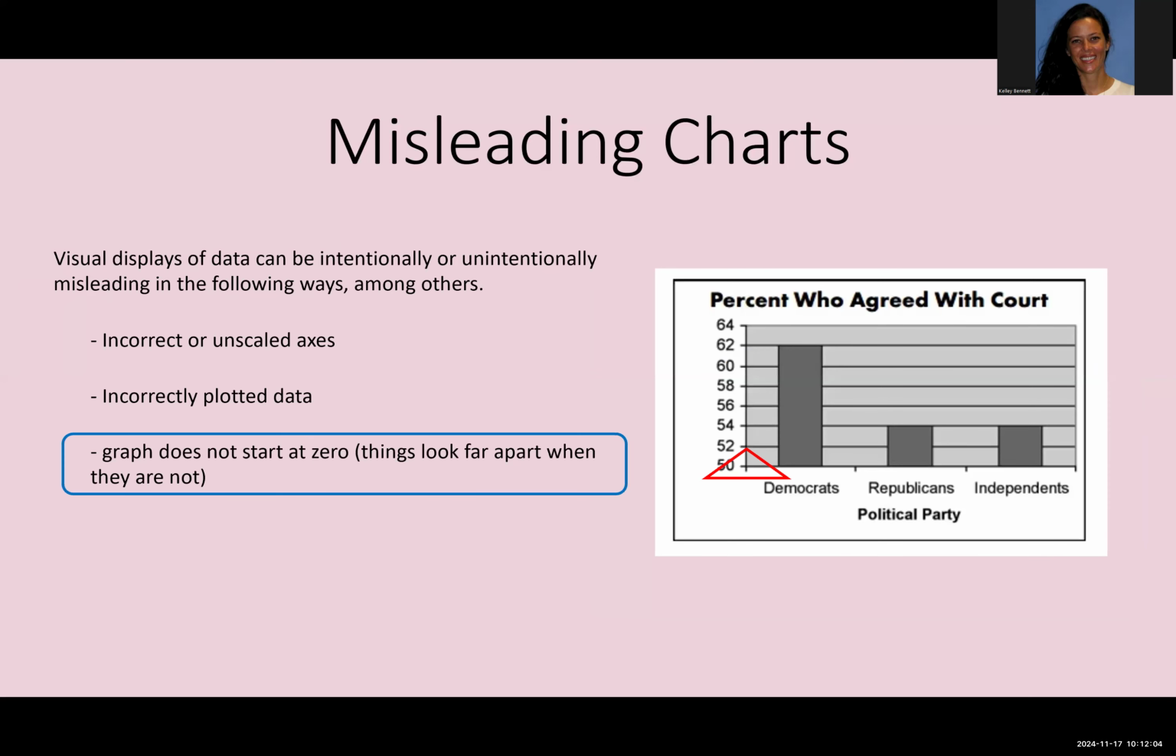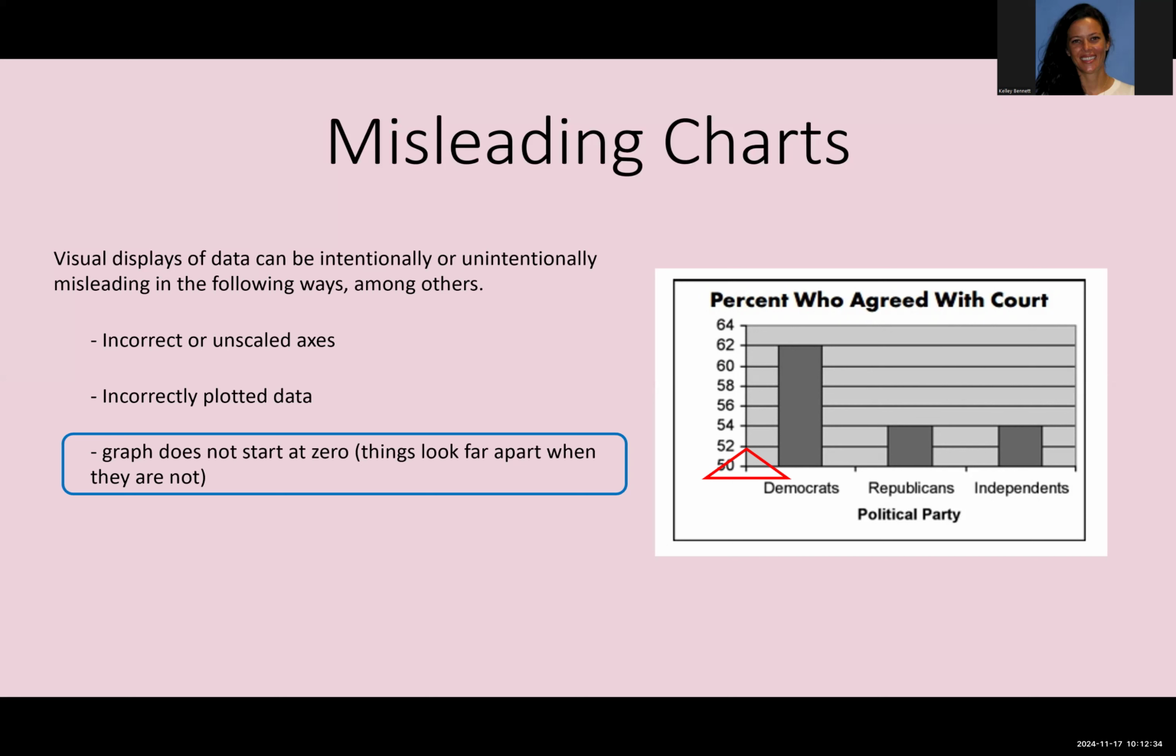All right, lastly, we're going to show graphs that do not start at 0. What this does is make things look far apart when they are not. Here we have a bar chart. We've got some qualitative data, which is that we're asking people what their political affiliation is, Democrat, Republican, or Independent. And there's a court decision that comes out, and we're asking people, hey, did you agree with the court decision?